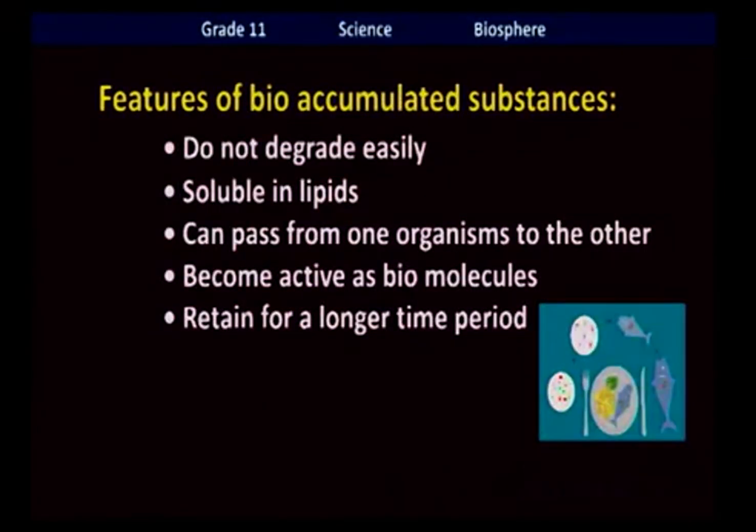And they can pass from one organism to the other. That means they can pass along the food chain from a lower trophic level to a higher trophic level. That means they are retained in the bodies of the organisms for a longer period and they become active as biomolecules. So inside the body, they don't remain inactive, they become active. They can undergo some reactions with the other important chemicals in your body and they are retained in the body for a longer period. So these are the main features of bioaccumulating substances.